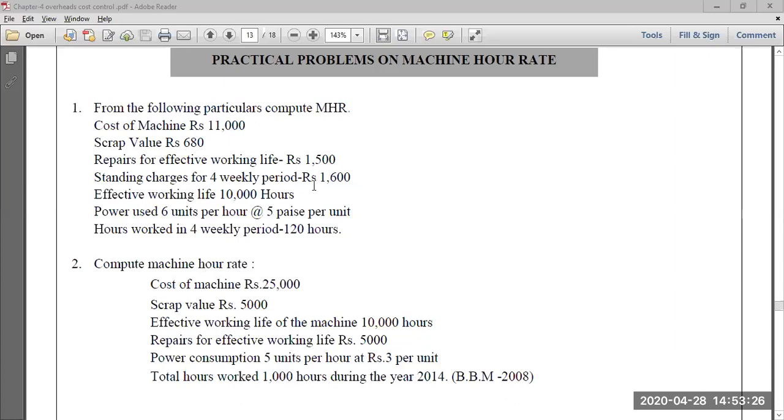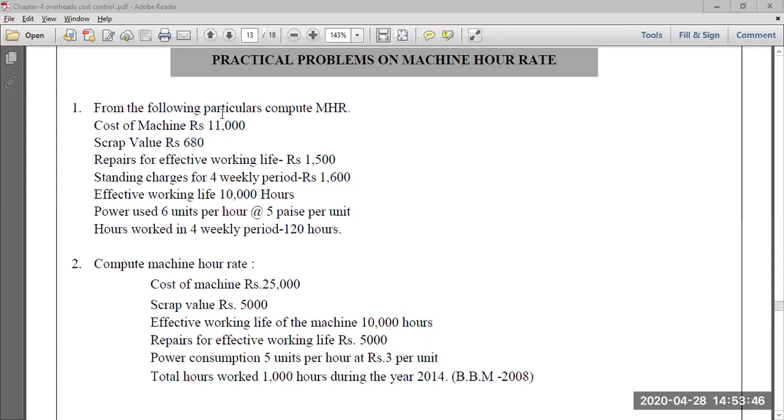Whenever we have problems on machine hour rate, first we have to see what expenses are given in the question, and we have to classify which are running charges and which are standing charges. That means running charges are also called variable charges and standing charges are also called fixed charges. Now look at this first item.